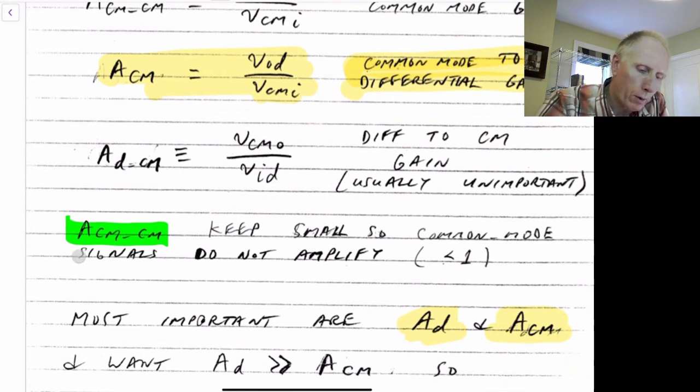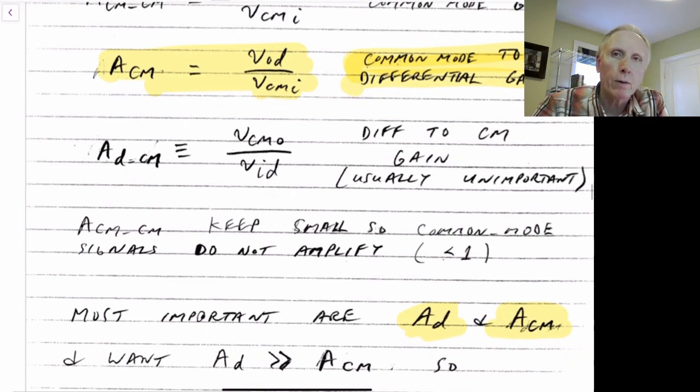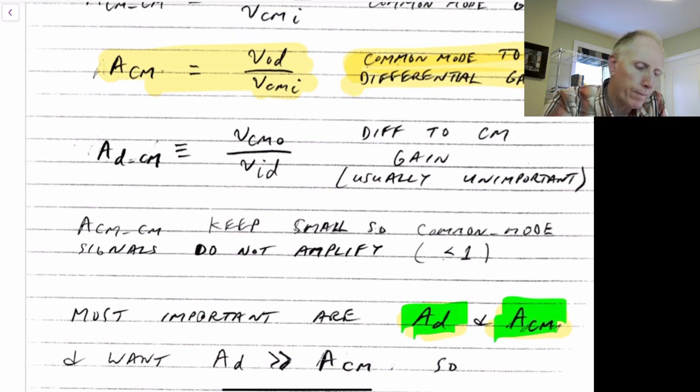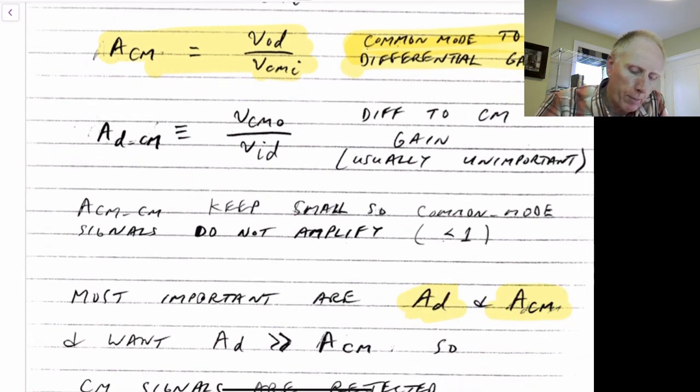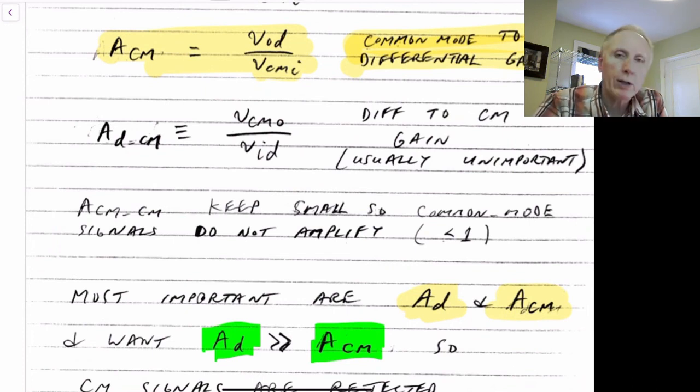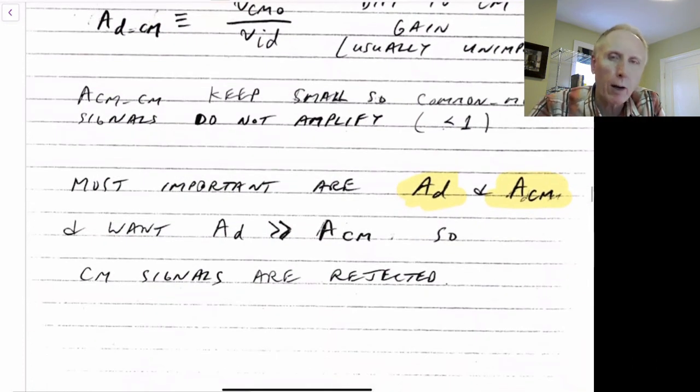The most important ones though are the differential gain, the differential input to differential output, and the common mode input to the differential output. What we particularly want is for the differential gain to be much higher than our common mode to differential gain. That will reject our noise signals. We expect there'll be common mode noise coming in, and we don't want that to be converted into differential signals.